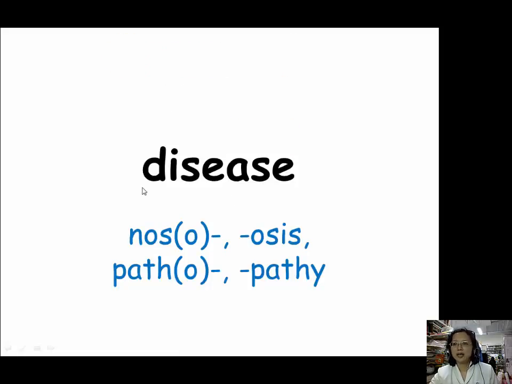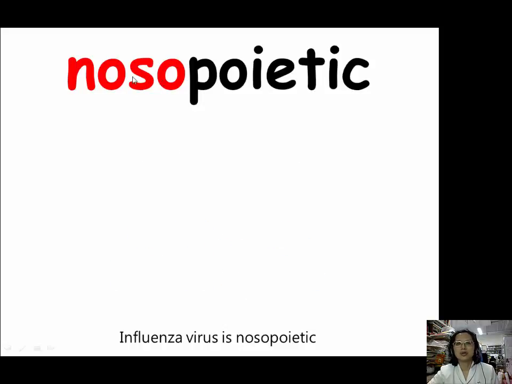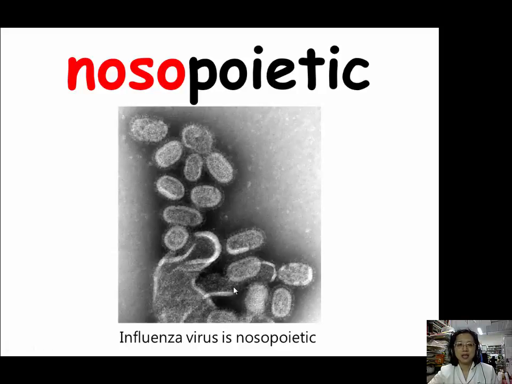For disease, we have prefixes and suffixes to learn. For prefixes, we use noso, N-O-S-O, and patho, P-A-T-H-O. As for suffixes, we can use osis, O-S-I-S, or pathy, P-A-T-H-Y. Let's see our examples. For noso, our example is nosopoietic. Nosopoietic means causing or producing disease. Like influenza virus is nosopoietic.